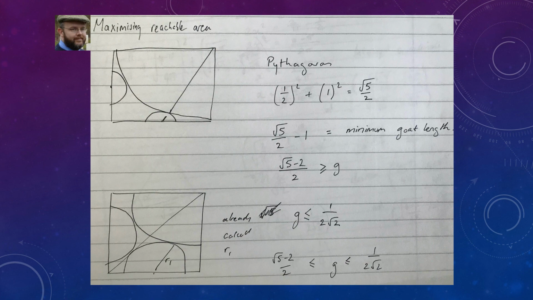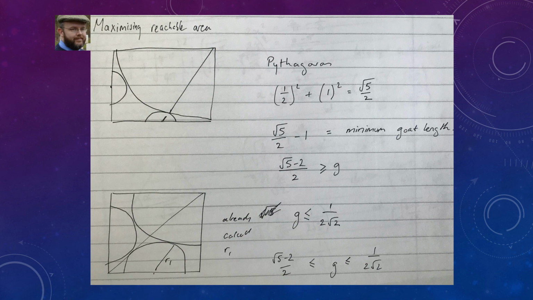My first idea was to think, well, what happens if we let the horse have a length of rope that is 1 long? Then it's going to be able to reach over half of the field. And of course that's going to restrict our goats' space, which are not allowed to overlap, quite small. If you do a little bit of Pythagoras, you can work out that the goat would have a minimum length of rope of root 5 minus 2 over 2.